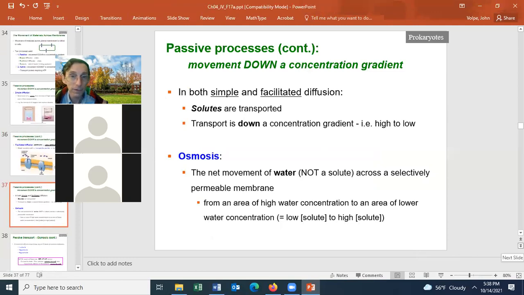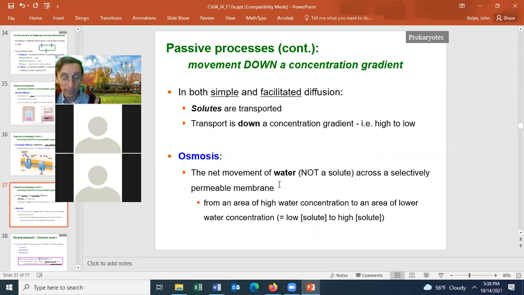In both simple diffusion and facilitated diffusion, the transport of the solute happens down the concentration gradient, meaning the molecule moves from areas of high concentration to areas of low concentration. Osmosis also moves from areas of high concentration to areas of low concentration, but osmosis is the net movement of water across a selectively permeable membrane.